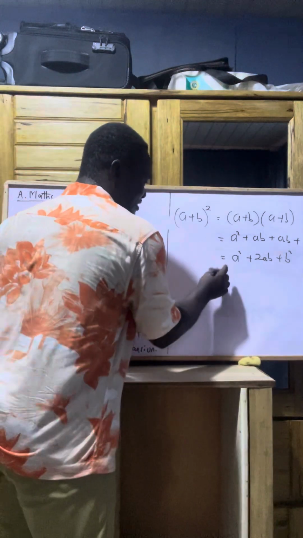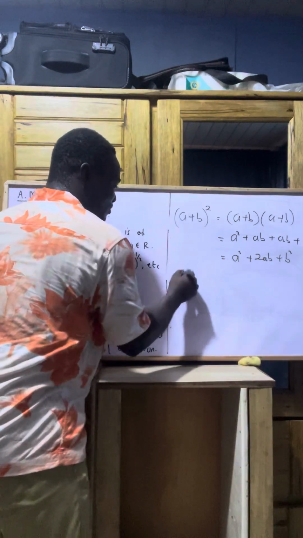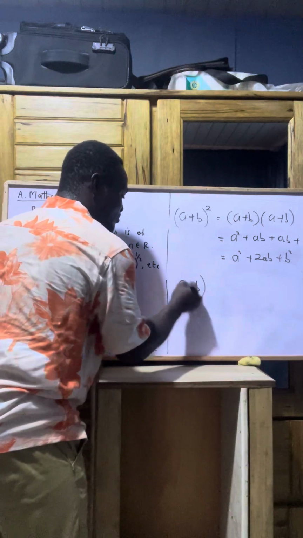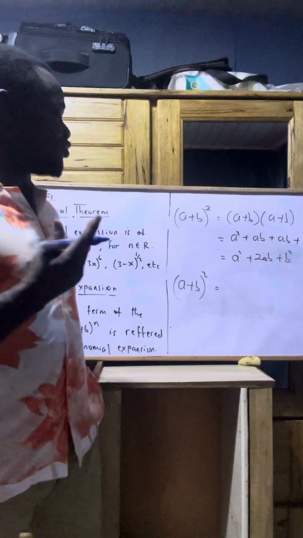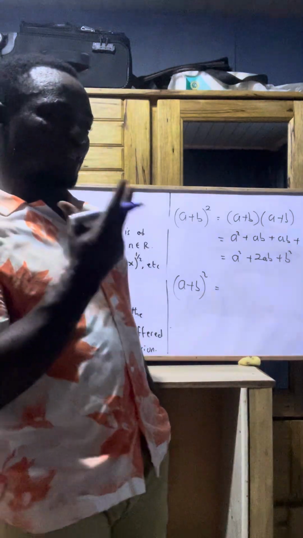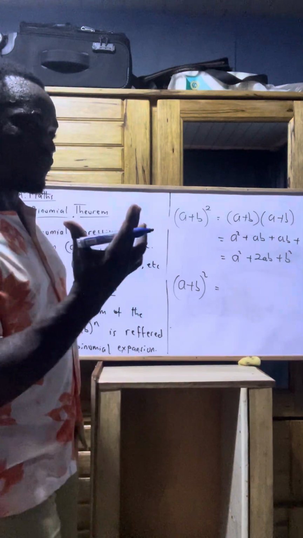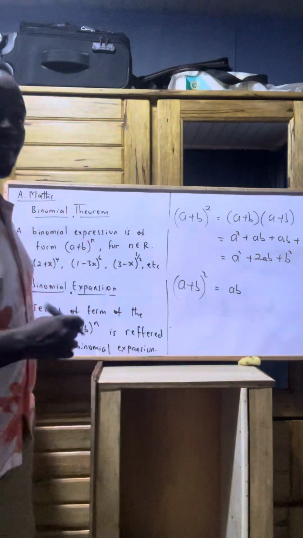So here, see that the coefficients are 1, 2, 1. Good. Now, this is how I'm going to expand it without doing this product of the binomial. So A plus B all squared. Now, this is how it goes. The two terms, A and B, move together as products. So it means A and B are moving together like this.